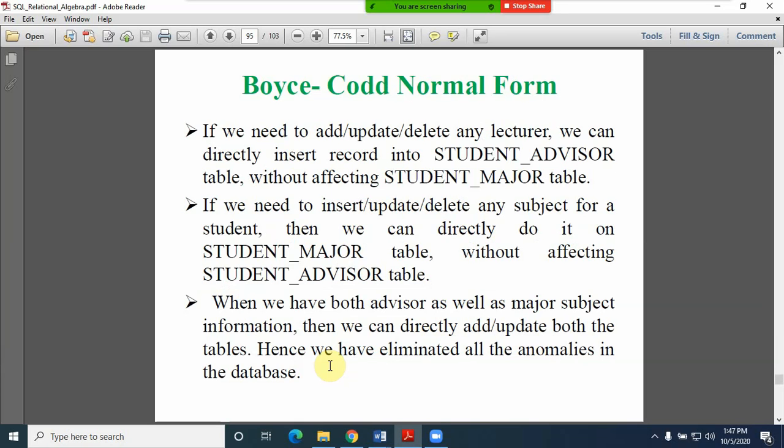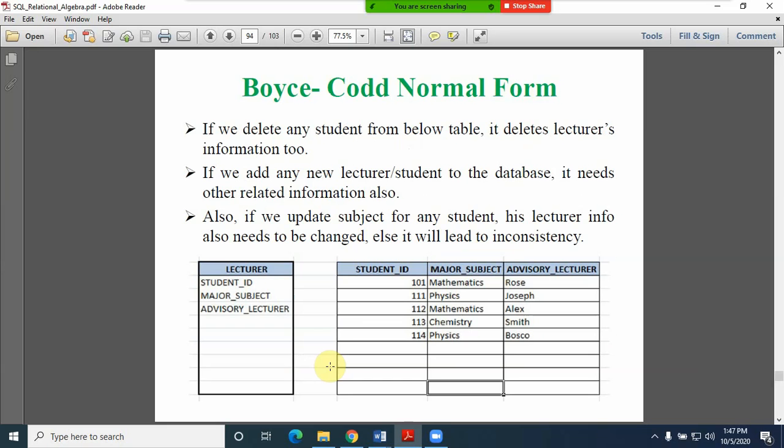And when we have both advisor as well as major subject information, suppose I have subject information along with the faculty information, then we can directly add or update both the tables, since we have eliminated all the anomalies. Just observe these aspects, friends: the lecturer as a separate thing, because this particular table had student ID, major subject and advisory lecturer information, and we faced some issues.